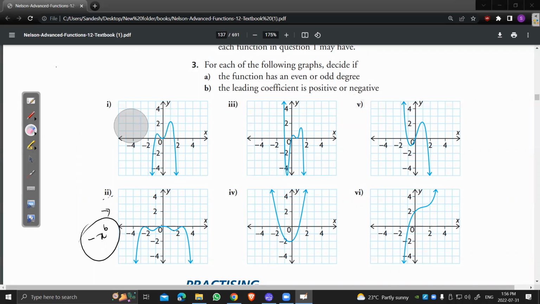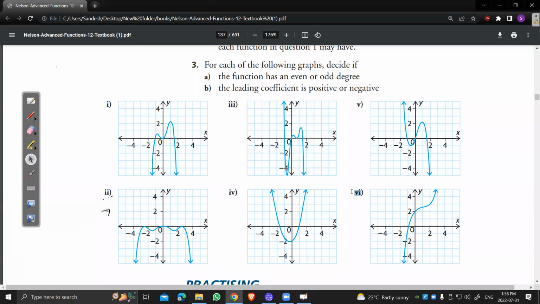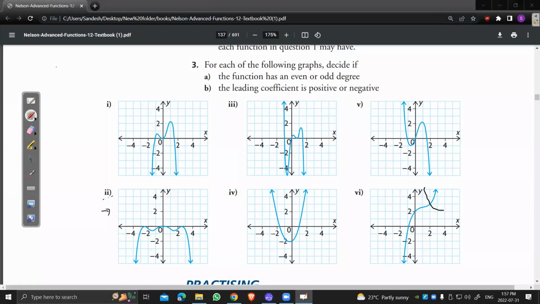Let's go to 5, even or odd. Odd? Yeah. Up or down, positive or negative, they mean the same thing. Negative? Yeah. And the 6th one here is odd as well because the end behaviors are different. And it's positive because it's going up. It's opening upwards. By up, I mean you just look at the right side. The fact that this is going up means this is positive. The fact that this is going down means it's negative. Okay, the leading coefficient.